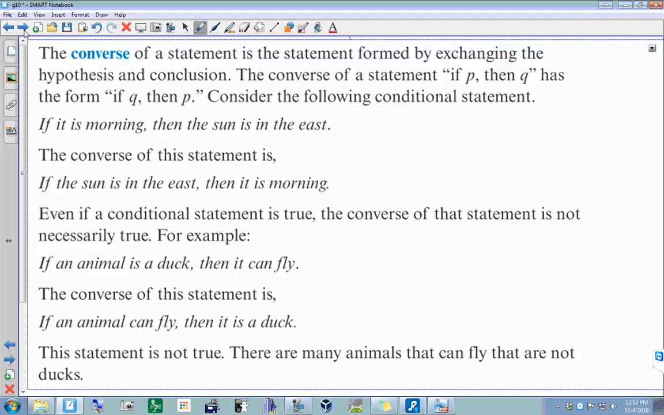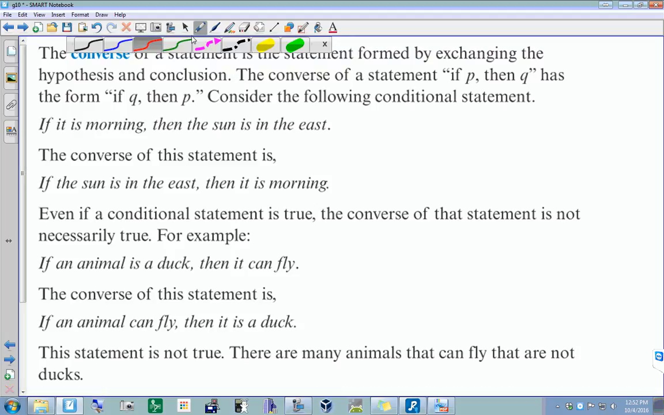So, now, converse. We're not talking basketball shoes here. The converse of a statement is a statement that is formed by exchanging the hypothesis and conclusion. So, the converse of a statement, if P then Q, has the form if Q then P. This idea is important because when we go through and identify our statements, we use this to help you out.